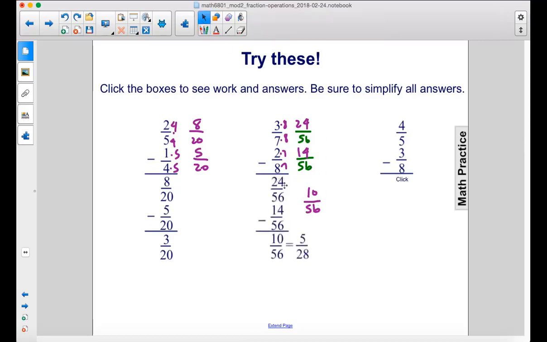Let's see the work here. So we end up with 10 over 56, which when divided by 2, you divide the numerator by 2 and the denominator by 2, you get 5 over 28.